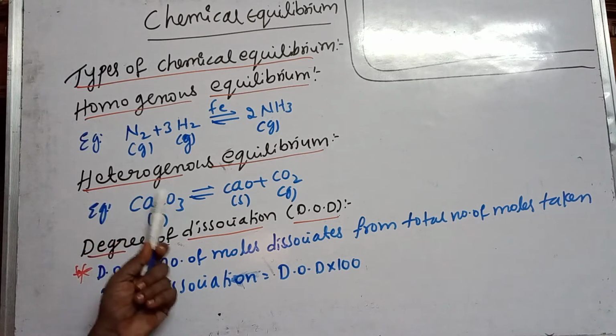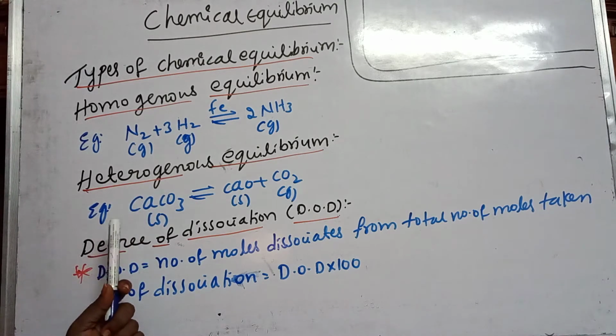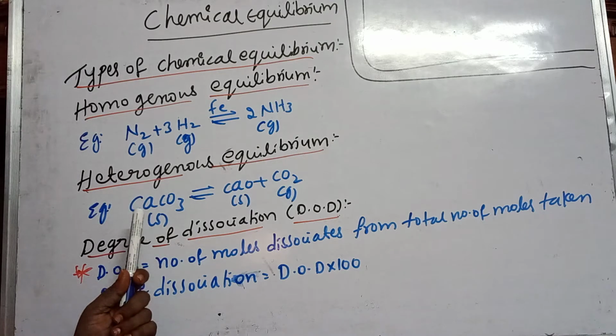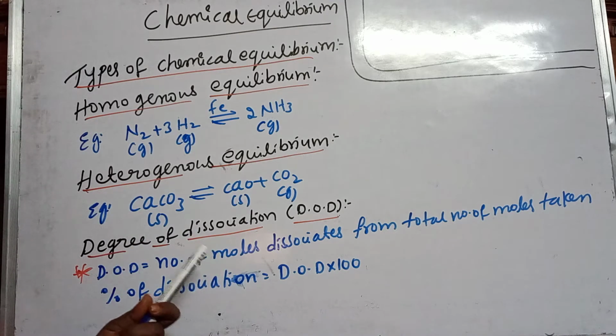For example, here we are taking 1 mole of calcium carbonate. After some time, some moles are dissociated. Such number of moles is called degree of dissociation. And in percentage, if we calculate, percentage of dissociation is equal to DOD into 100. By using this formula, we can calculate the percentage of dissociation, that is equal to DOD into 100. Then to discuss how to calculate the degree of dissociation and number of moles for a given chemical reaction or general equation, we can discuss by taking an example.